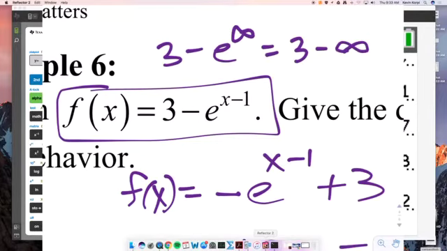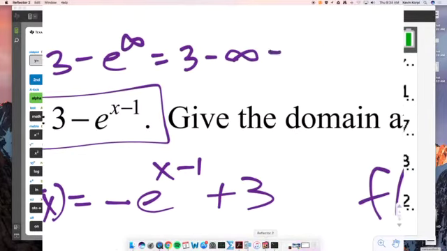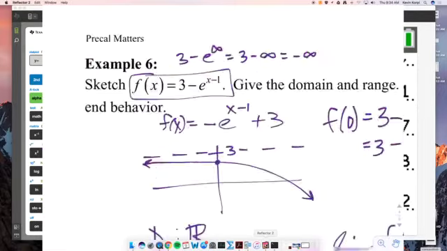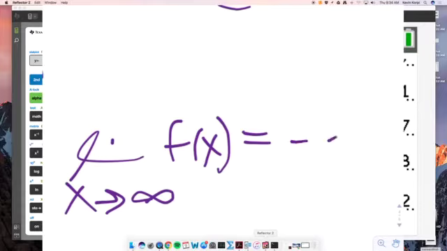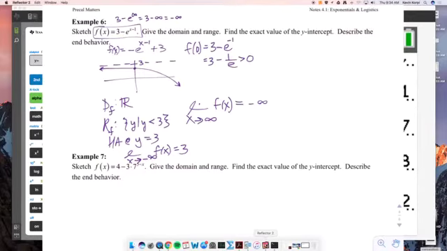Infinity. What's 3 minus infinity? What kind of infinity? Negative infinity, right? And so that's the answer here. You don't really need the graph. For end behaviors, you can always analyze what's happening to the function as x gets really, really big towards infinity or really, really small towards negative infinity.